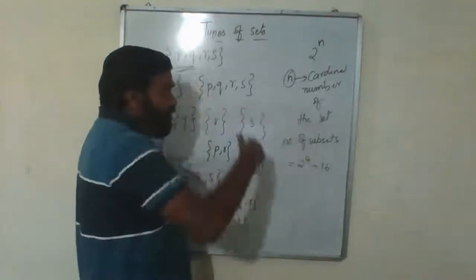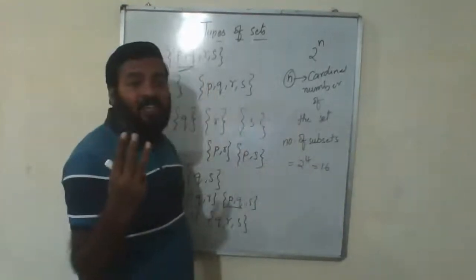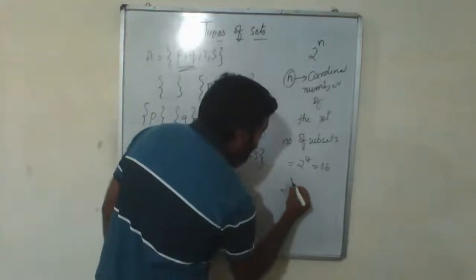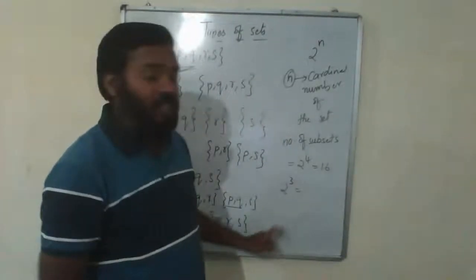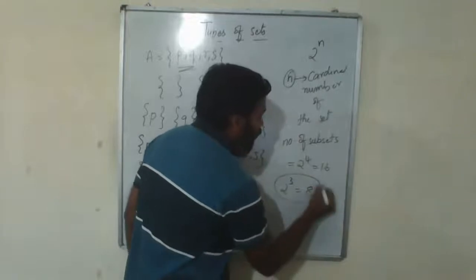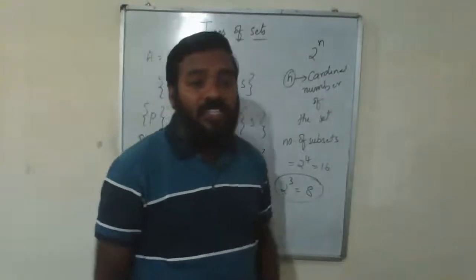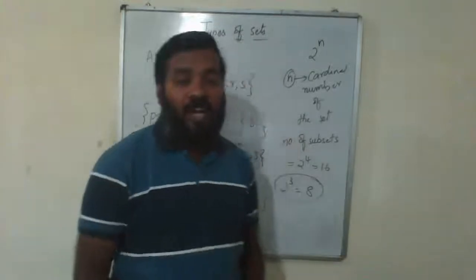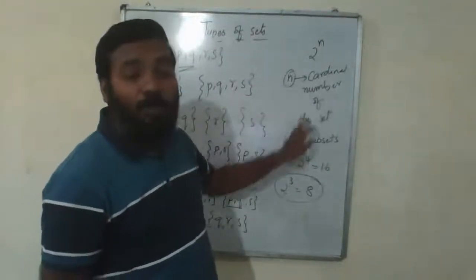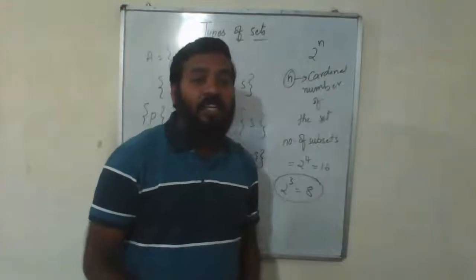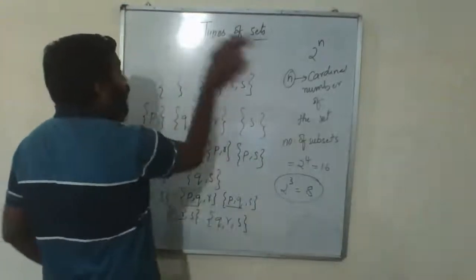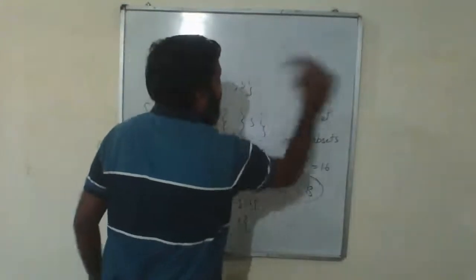In the previous case there were only 3 elements in the set, that is 2 power 3. The number of subsets is 2 power 3, that is 8. That means in order to know the number of subsets of any set, we have to take 2 power n, where n is the cardinal number of the set. Then we can determine the number of subsets.